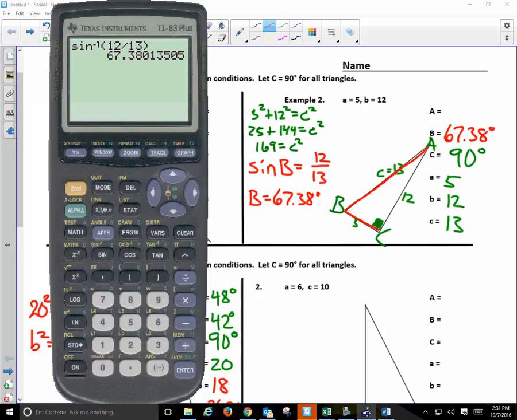Now that I know angle B, is it easy to find angle A? Why? Right, so I go 180 minus 90 minus 67.38 degrees. And I get 22.62. And now I check my answers. Biggest angle, biggest side. Smallest angle, smallest side.